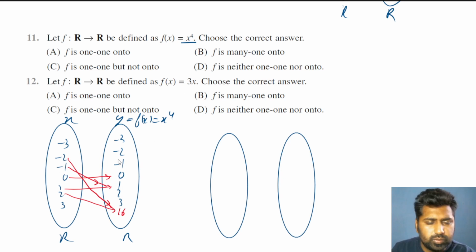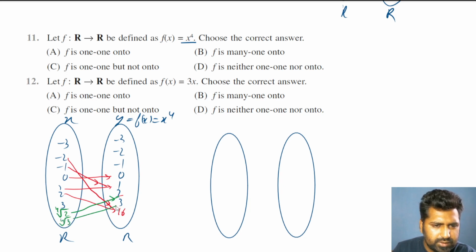Is it onto? For onto, all values of y should have some x. So you might think 2 and 3 are not related, but see, 2 will be present here. I'll tell you which element will be there. If I take the 4th root of 2, now you'll say the 4th root will be a very complicated value. Yes, it will be, but the point is, it is a real number. So if I take that, it will be related with that. Similarly, the 4th root of 3 will also be related with that.